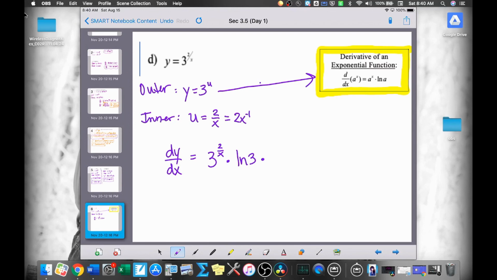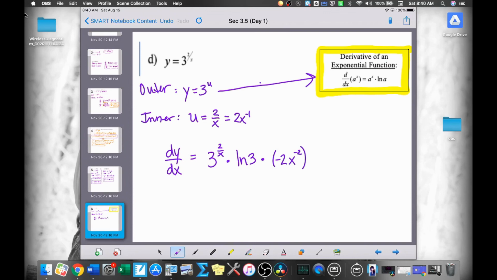And the derivative of 2x to the negative 1, that's going to be a power rule problem. So I bring down the negative 1 and multiply it by the 2. So that's going to give me negative 2x. And then I have to subtract 1 from my exponent. So negative 2x to the negative 2 power.